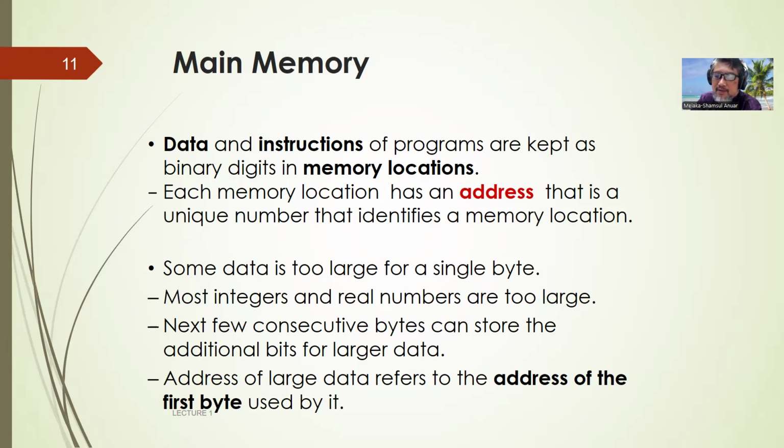Some data is too large for a single byte. Most integers and real numbers are too large. The next few consecutive bytes can store the additional bits for larger data. The address of large data refers to the address of the first byte used by it.